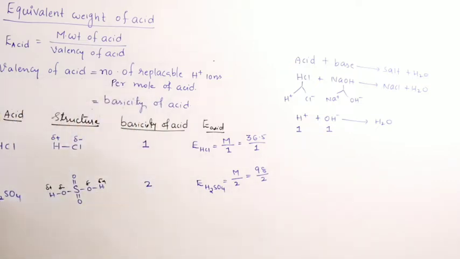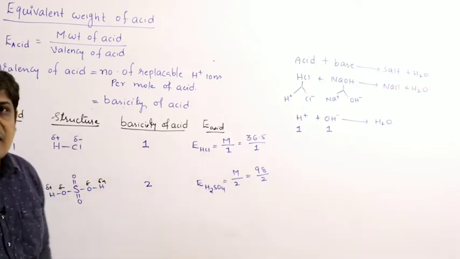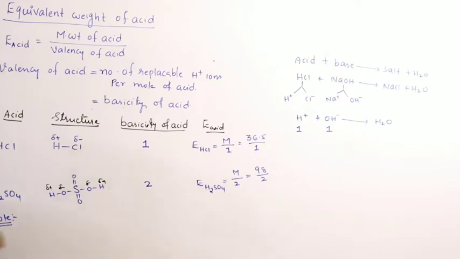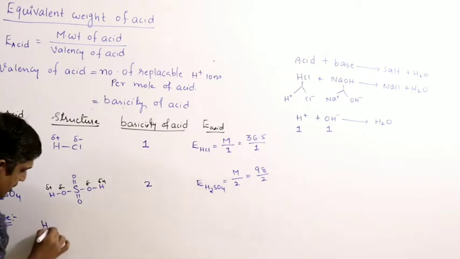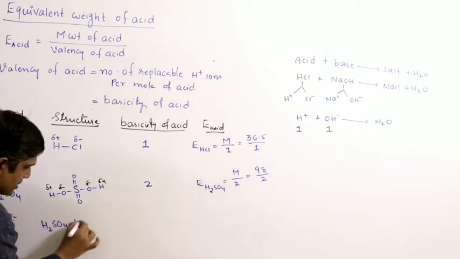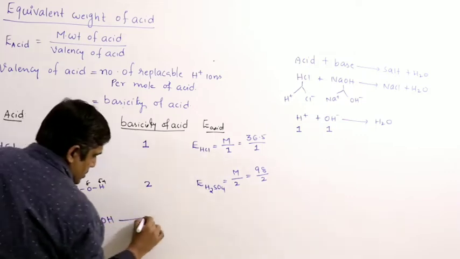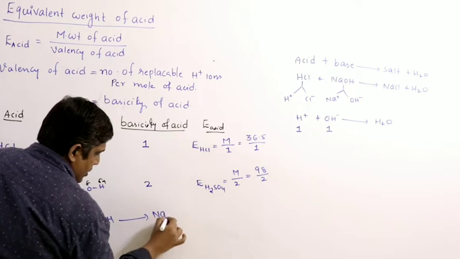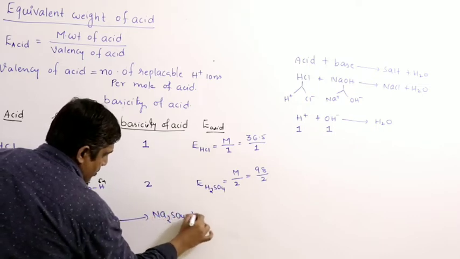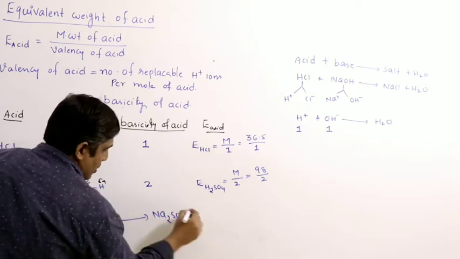Now, as I said, equivalent weight is not fixed. It depends upon the nature of the reaction. Let us see how. 1 mole of H2SO4 reacts with 2 moles of NaOH, gives Na2SO4 plus 2H2O.